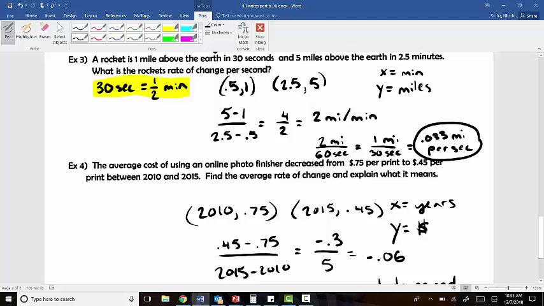So once you fix that, you should get 4 over 2. So that means basically that's 2 over 1. So you're going 2 miles per minute, but the question says, what's the rate of change per second? So what I would do is change it into 2 miles over 60 seconds. So instead of a minute, 60 seconds. That reduces to 1 over 30. And then if you actually do 1 divided by 30, you get 0.033. So the way we'd say that is 0.033 miles per second.